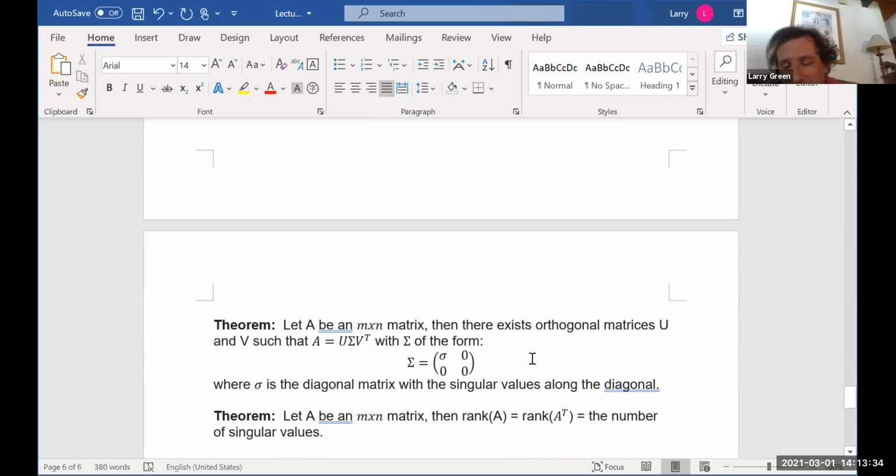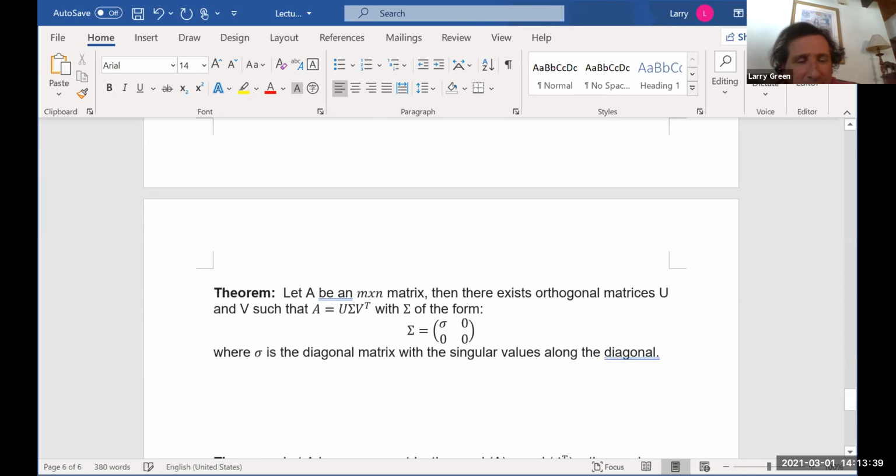Okay, next one. Today's theorem day. Let's suppose we have an M by N matrix, not necessarily square. Then there exist orthogonal matrices U and V such that A is equal to U sigma V transpose, with sigma of the form sigma, 0, 0, 0, where sigma is a diagonal matrix with singular values along the diagonal. So I'm not going to prove this, but I want you to look at this for a while. Any questions on this?